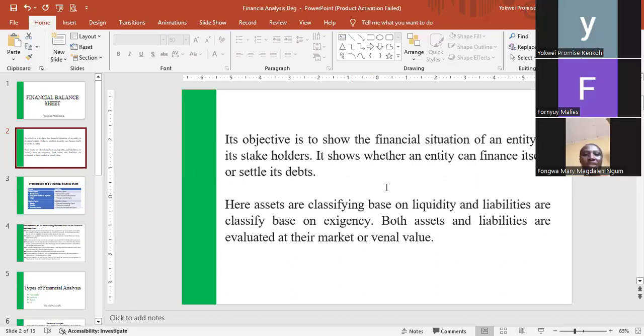This financial balance sheet is also called the liquidity balance sheet, because the elements here are classified based on their order of liquidity. As I said before, the assets and the liabilities are evaluated at their market or venal value. So they are taken at their net value, what is happening in the market, meaning all the necessary additions, deductions, depreciation, provision, and so on. All those things are deducted before they arrive at the financial balance sheet.